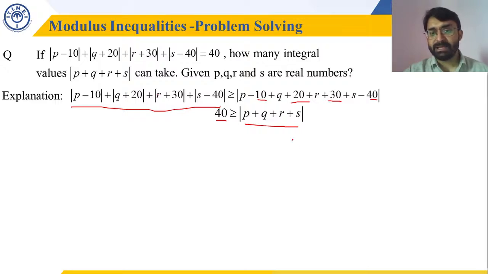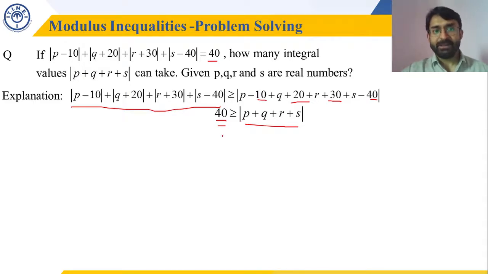That means P plus Q plus R plus S has to be definitely less than or equal to 40. Am I right? Because of this, I can say mod of P plus Q plus R plus S has to be definitely less than or equal to 40, because this is 40 given in the question, and the summation of these values is P plus Q plus R plus S. With this inequation, I can say mod of P plus Q plus R plus S is definitely less than or equal to 40. Am I right?